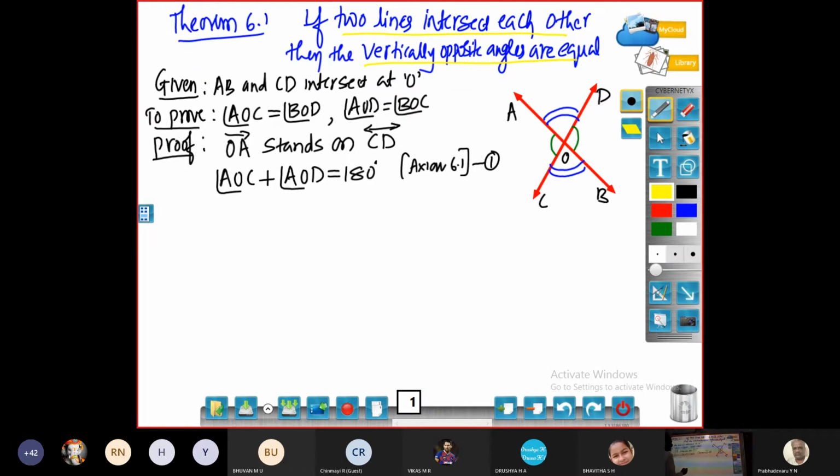I will write OD is a ray standing on the line AB. If OD stands on line AB, what are the two adjacent angles so formed here? OD is a ray, and AB is this line on the diagram. So the adjacent angles are AOD and DOB.